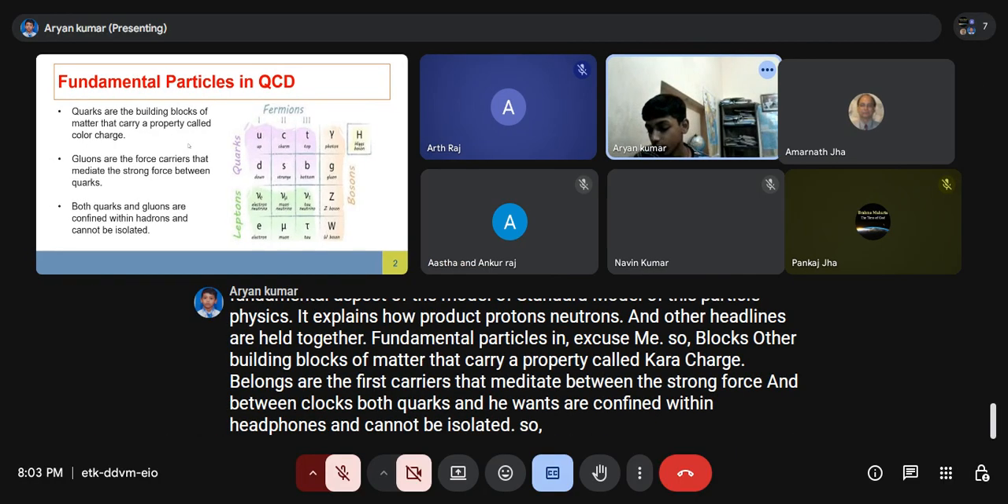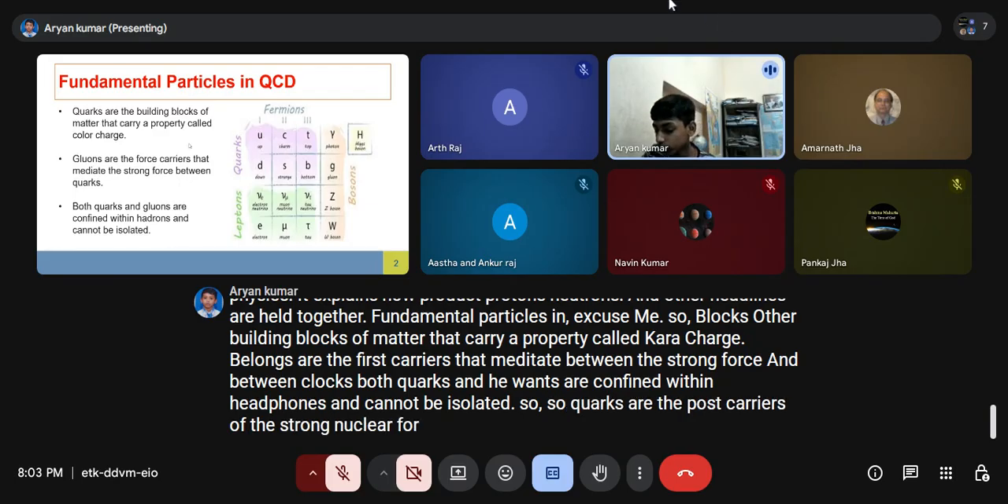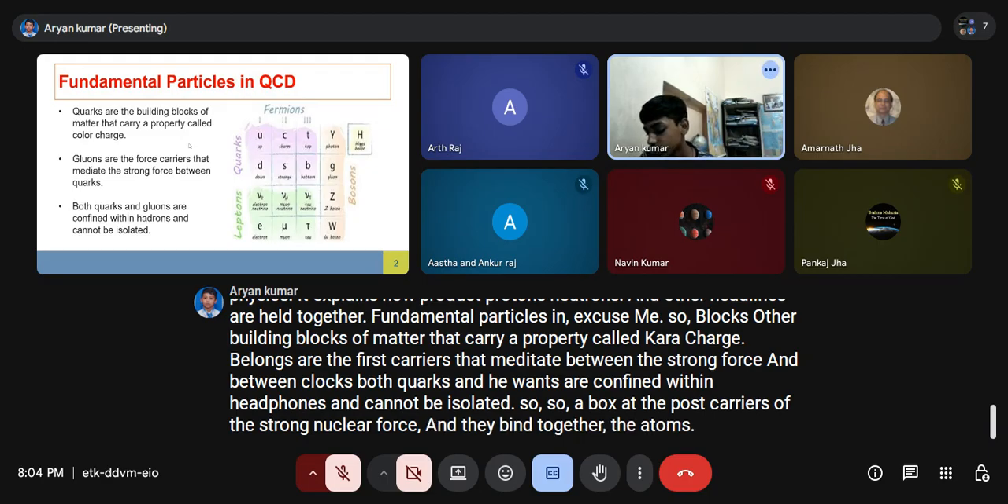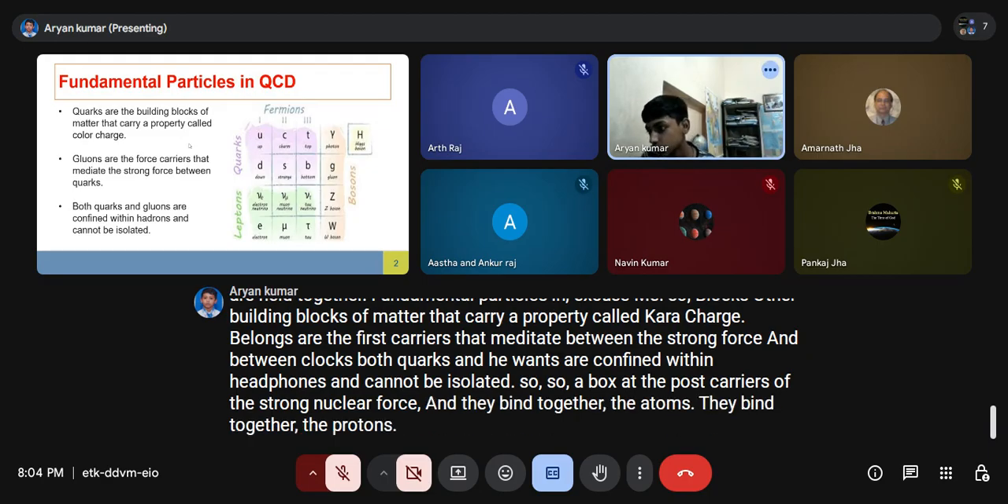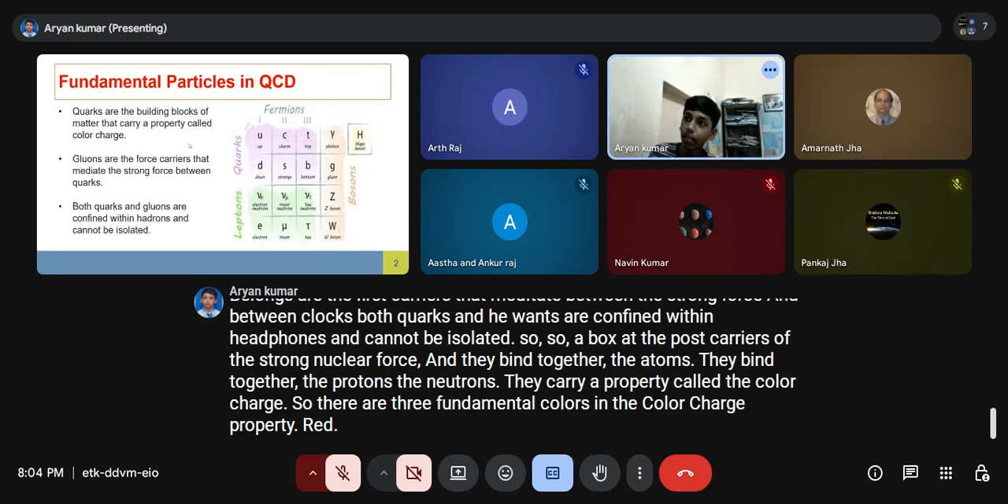So, quarks are the force carriers of the strong nuclear force, and they bind together the atoms. They bind together the protons, the neutrons. They carry a property called the color charge. So there are three fundamental colors in the color charge property: red, green, and blue. So they have anti counterparts too.